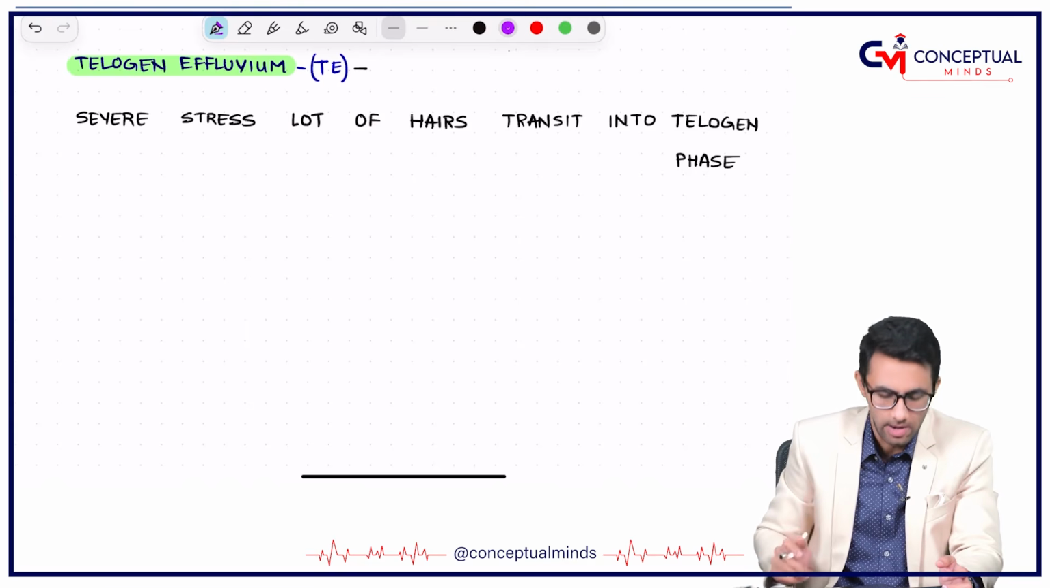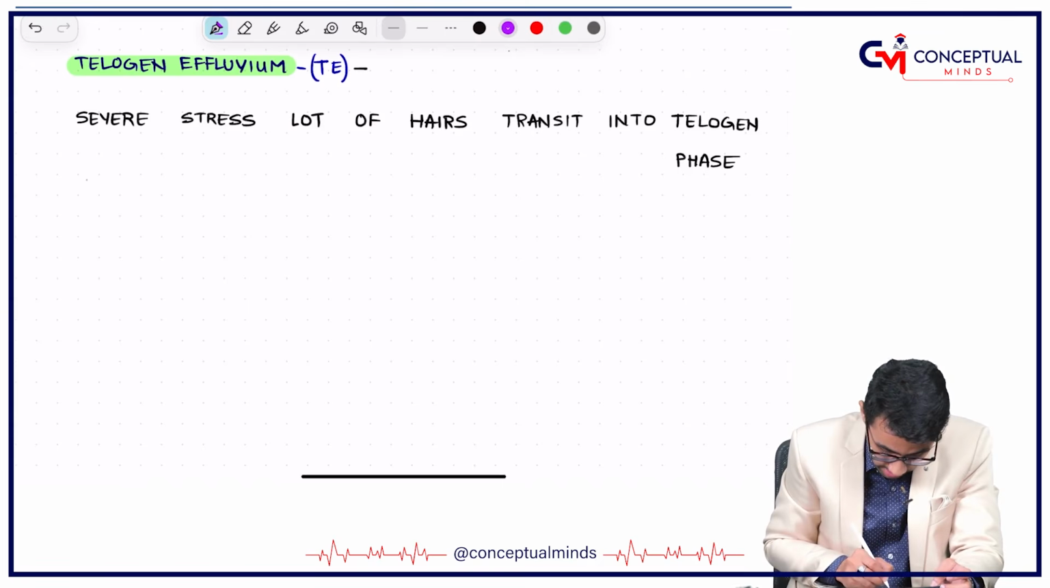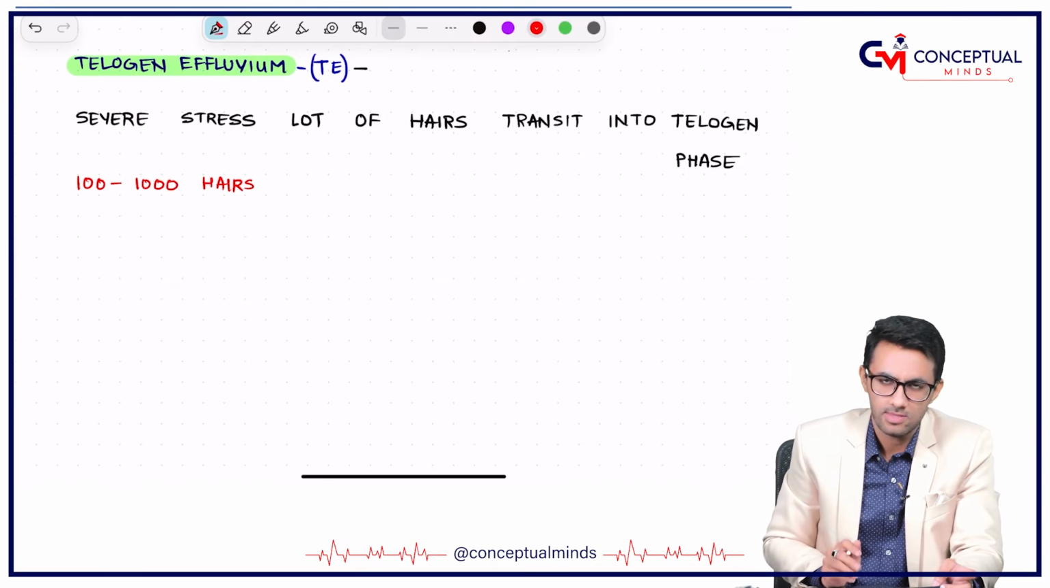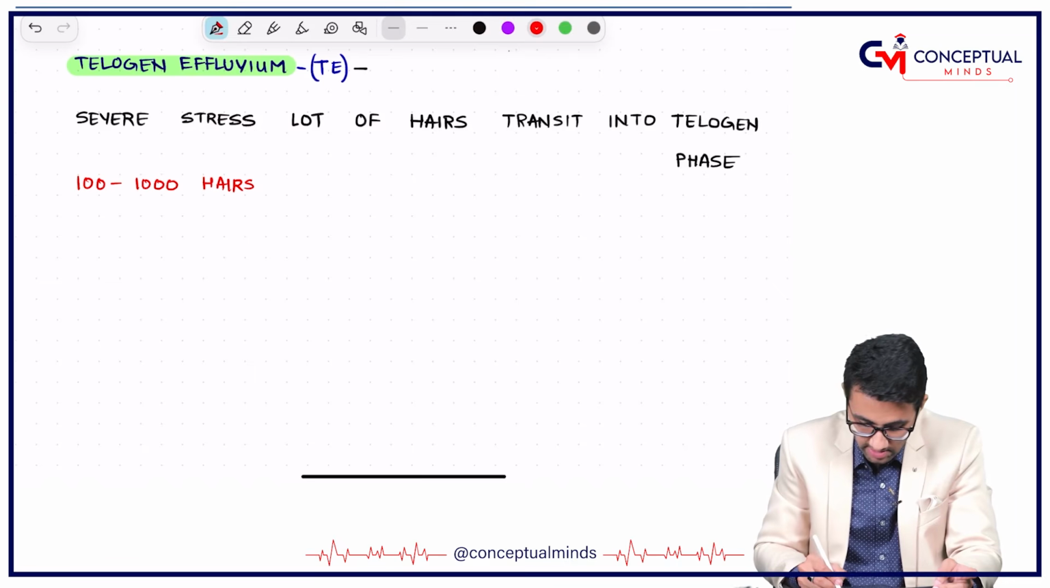Usually the hair fall is about 100 hairs a day. But in this stage there are about 100 to 1000 hairs. It happens quite suddenly. That is one thing we have to know.